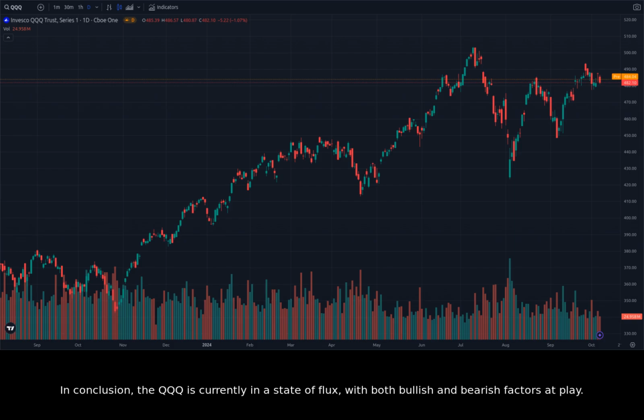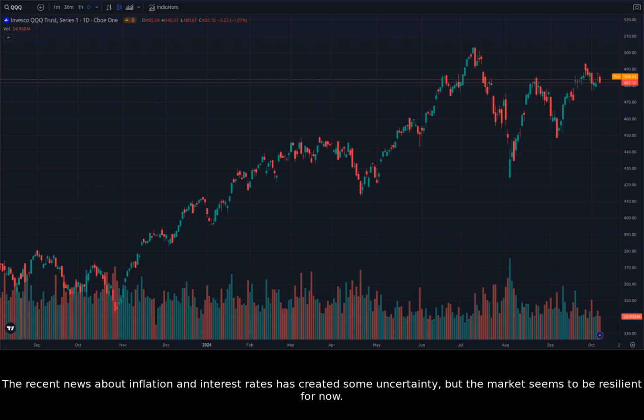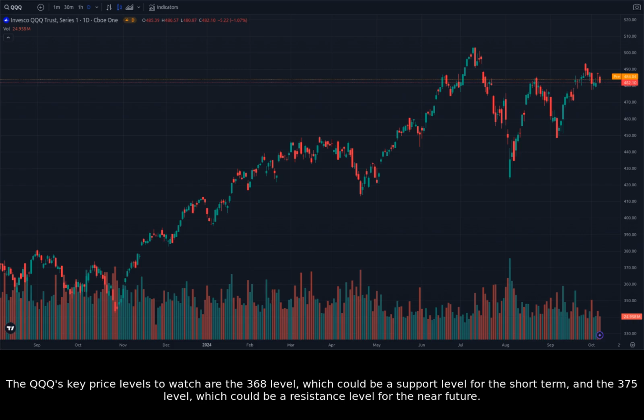In conclusion, the QQQ is currently in a state of flux, with both bullish and bearish factors at play. The recent news about inflation and interest rates has created some uncertainty, but the market seems to be resilient for now. The daily chart suggests that the bulls are still in control, but the 1-hour chart reveals potential for a short-term pullback. The QQQ's key price levels to watch are the 368 level, which could be a support level for the short term, and the 375 level, which could be a resistance level for the near future.